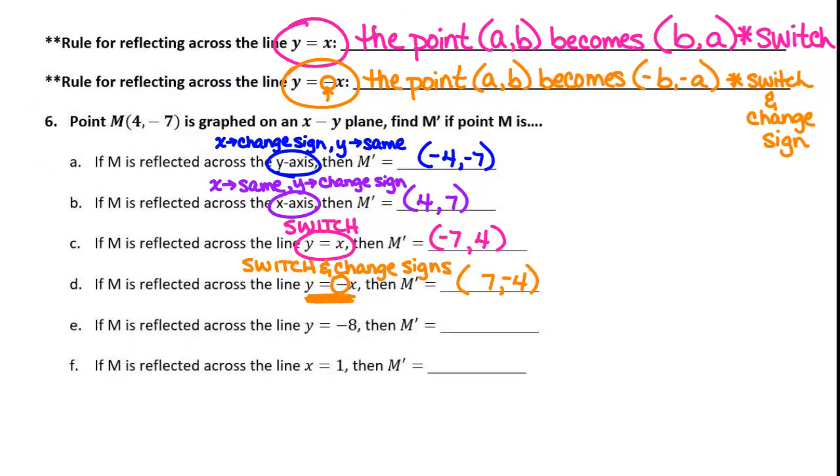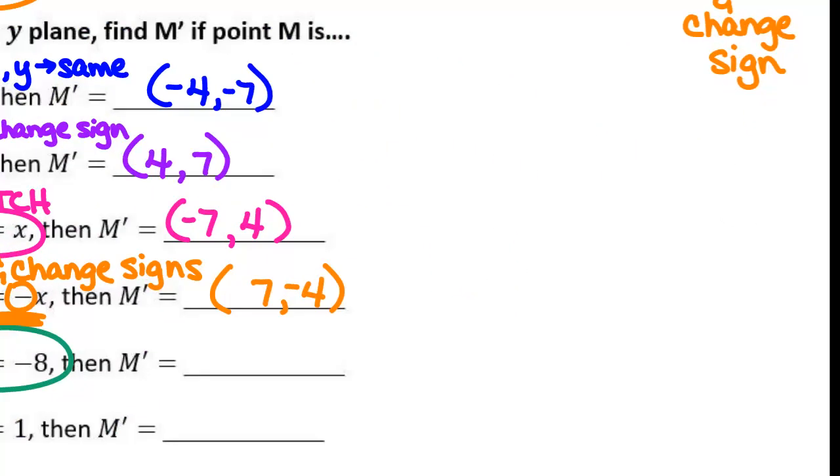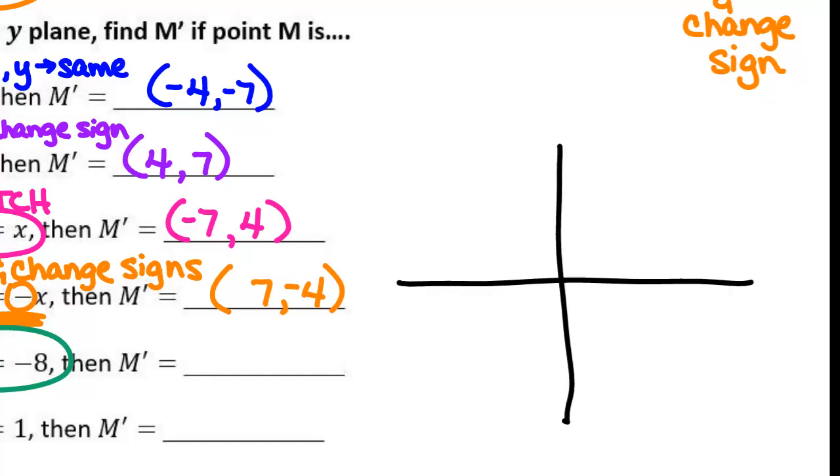All right. Last two down here, we're reflecting over some different lines. We're reflecting over y equals -8 and x equals 1. Let's look at this one first. Because we're not going over an axis, I'm just going to have to count. So I'm going to draw a quick sketch off to the side for myself here.